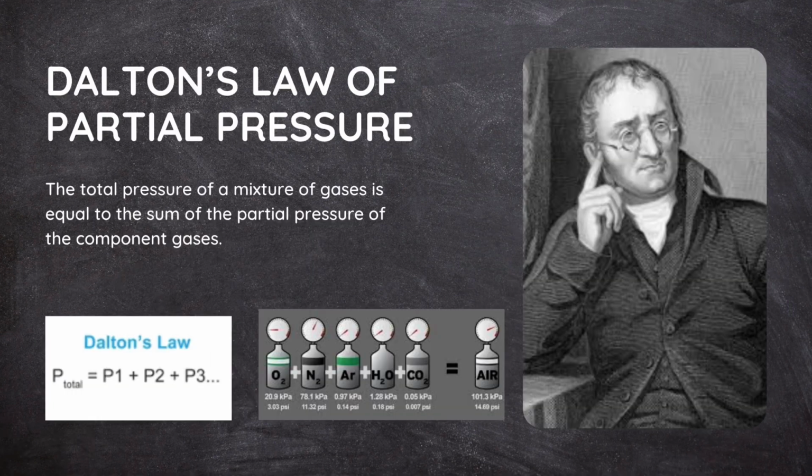Next, I will share about Dalton's law of partial pressure. The total pressure of a mixture of gases is equal to the sum of the partial pressures of the component gases. This is an example for partial pressure. And beside the example is the formula for Dalton's law. Total pressure equals pressure 1 plus pressure 2 plus pressure 3 and so on.